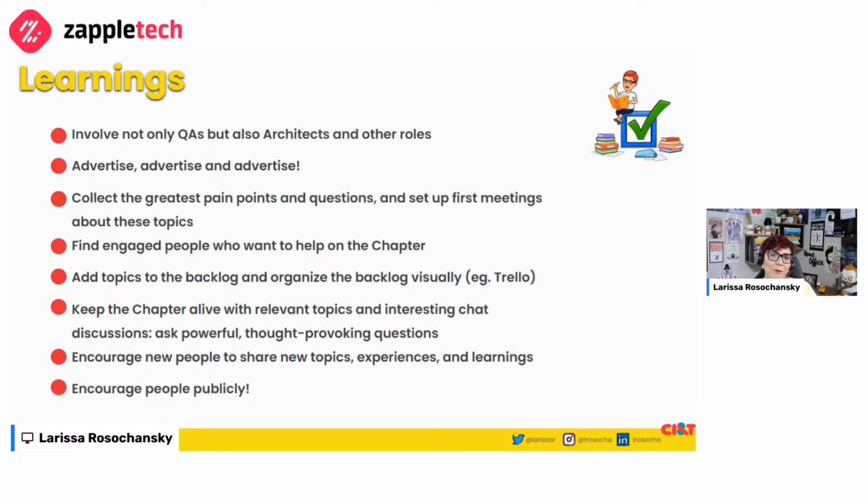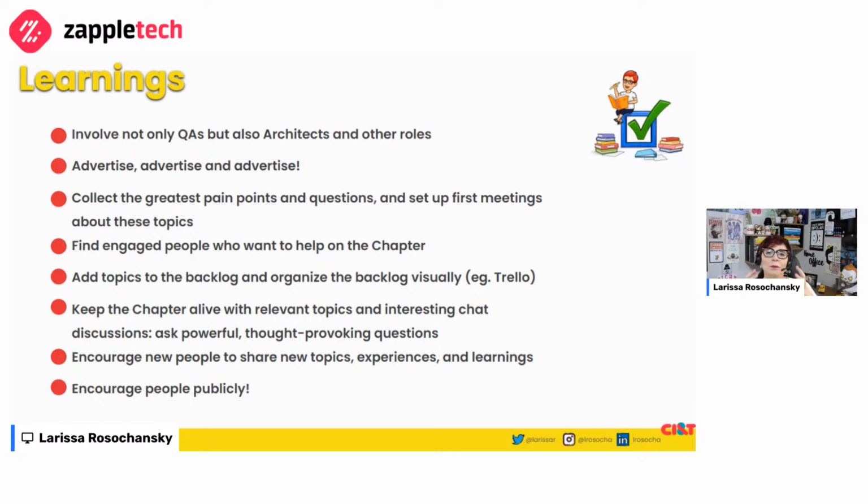Collect the greatest pain points and questions, and set up the first meetings about these topics. This is one of the most important things. The first meetings need to address the biggest, the greatest pain points your community has, the greatest questions your community has. You need to address those in the first meeting. You need to help your community in the biggest way possible. You need to impact them in the first meeting, and then continue, continue, and continue impacting them.